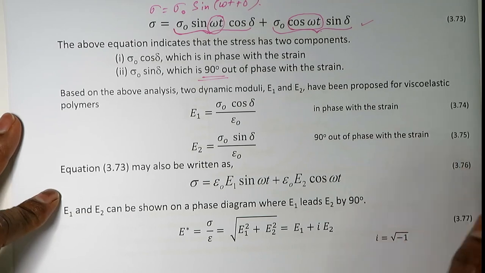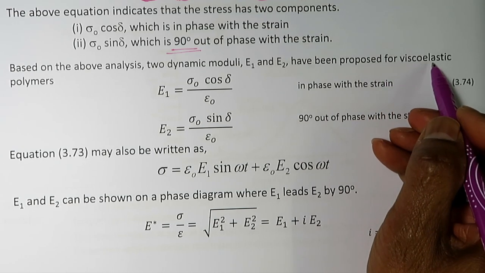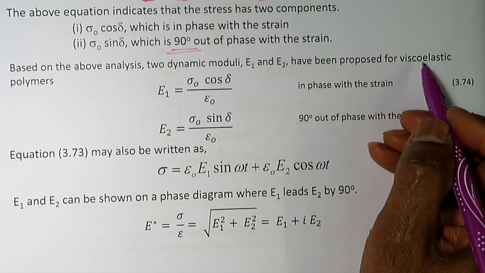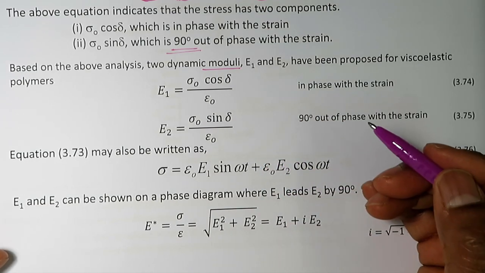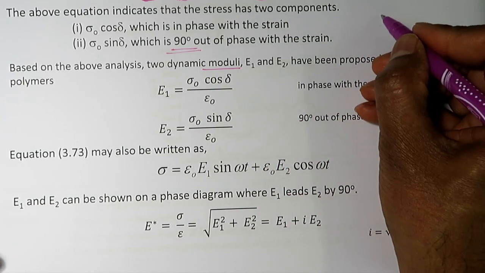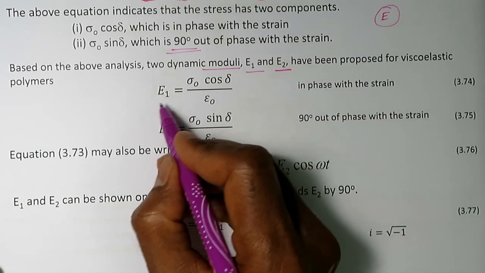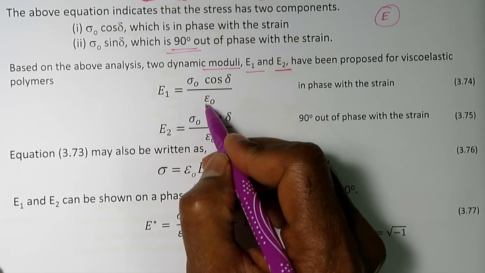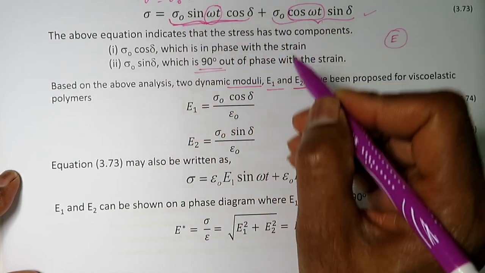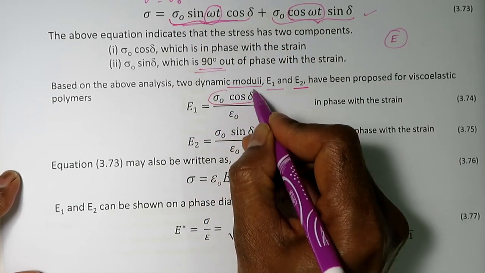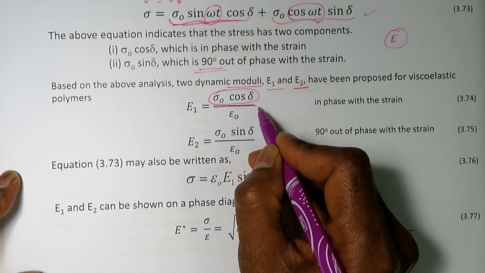So now, based on the above analysis, two dynamic moduli E1 and E2 can be proposed for viscoelastic polymers or viscoelastic materials. That means the material has two types of moduli. Normally we associate one single modulus for any material, which we write as E. But here we will define two moduli. One will be defined as this one, sigma naught cos delta over epsilon naught. This is in phase with the strain, which comes from here. So sigma naught cos delta is the maximum value divided by the maximum value of the strain. So this is one modulus.